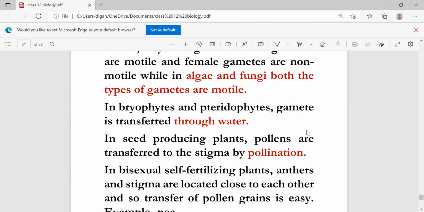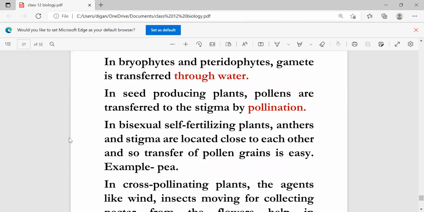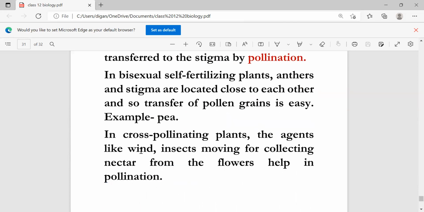In bryophytes and pteridophytes, gametes are transferred through water. In seed-producing plants, pollen grains are transferred to the stigma by the pollination process. In bisexual self-fertilizing plants, anther and stigma are located close to each other, so transfer of pollen grains is easy. Example is pea. Means in bisexual plants, both the male and female organs grow side by side so that the pollen can easily be transferred to the stigma. In cross-pollinating plants, agents like wind and insects moving to collect nectar from the flower help in pollination.